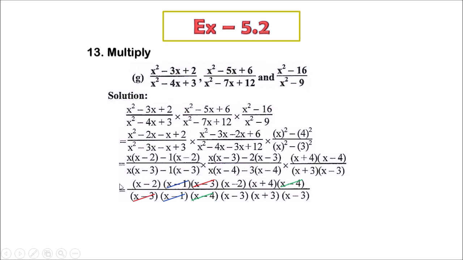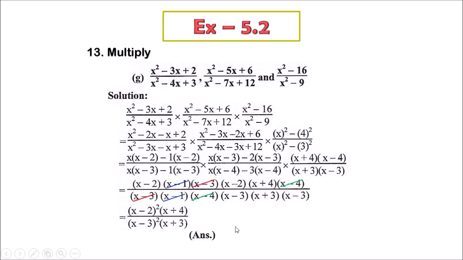So finally, we have x minus 2, and there is another x minus 2. So we can write x minus 2 whole squared and x plus 4 in the numerator, and in the denominator we have x minus 3 twice, which means we can write x minus 3 whole squared and x plus 3. So here is the answer. So that is your answer.